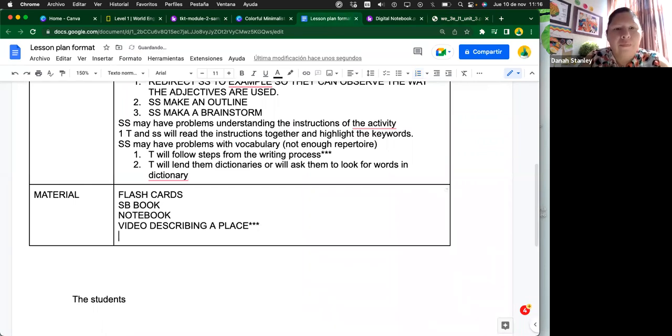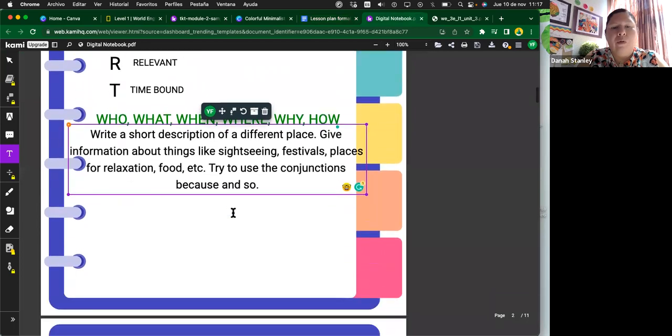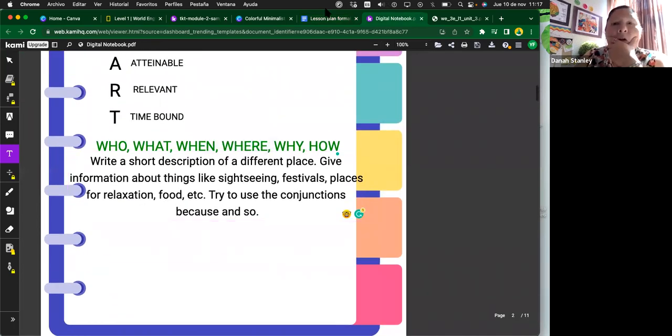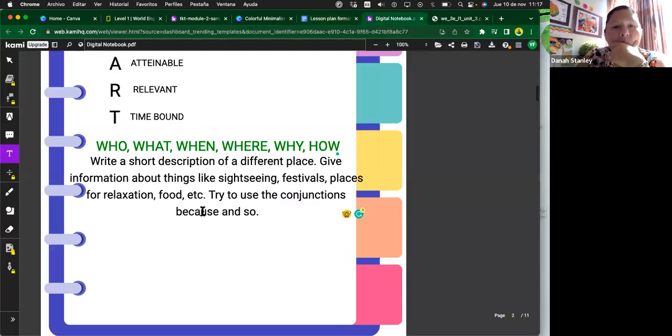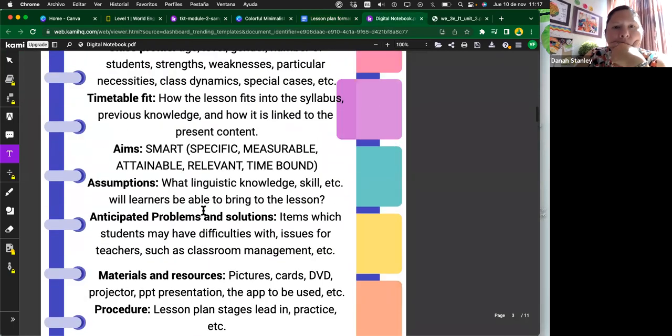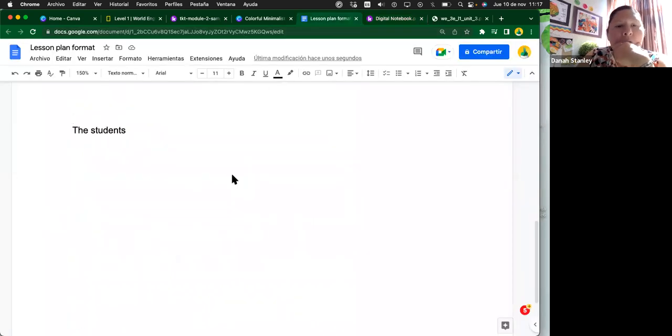Here, for example, dictionary and devices, right? Mobile phones, internet. Now, we were writing the main name, okay? So, where was it? Where do I have it? In here, for example, who? The students. I already have it here. The students.